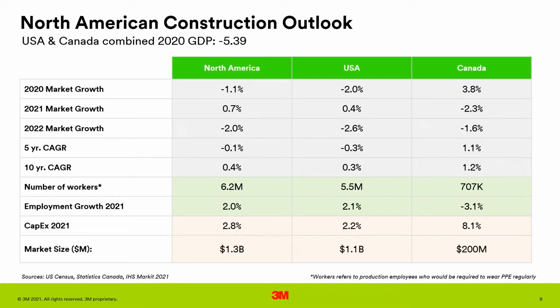We also look at things aside from the addressable market. We like to look at capital expenditures. As we see that CapEx number rise, we see more and more opportunities. It signifies that these large scale construction companies are investing in things like new equipment and ramping up for projects.